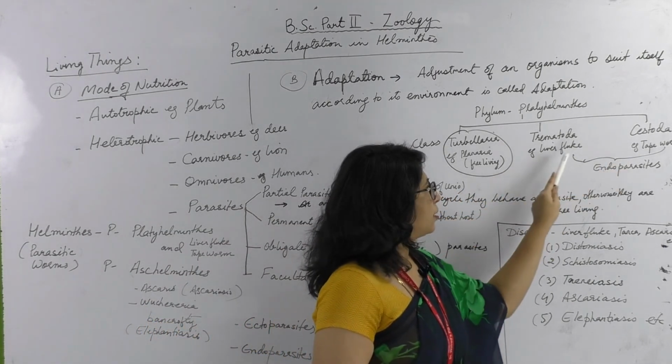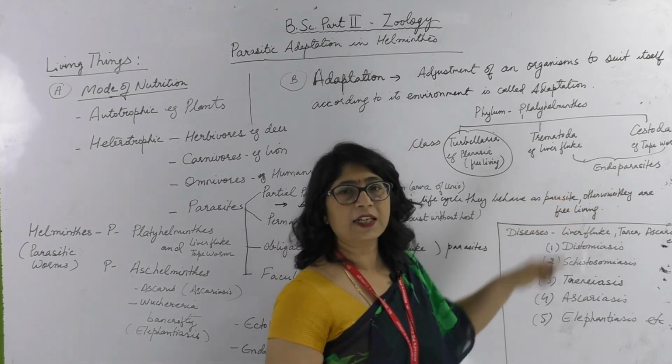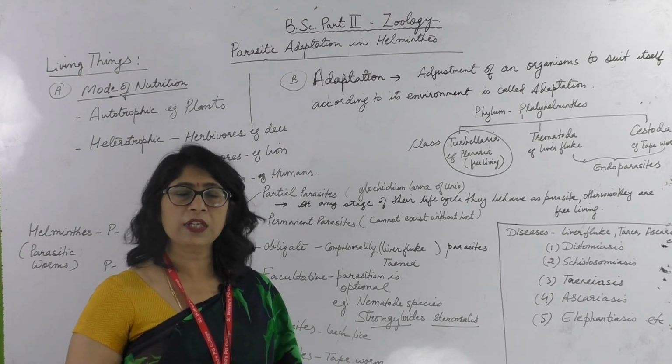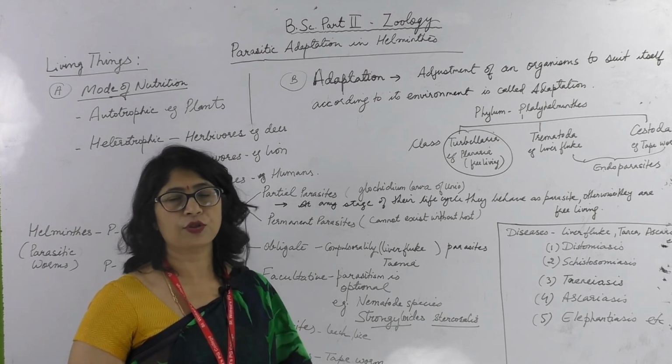These two organisms, liver fluke and tapeworm, are endoparasites. That is, they reside inside the host, and they are totally, completely dependent on their host for their survival and propagation of their type.